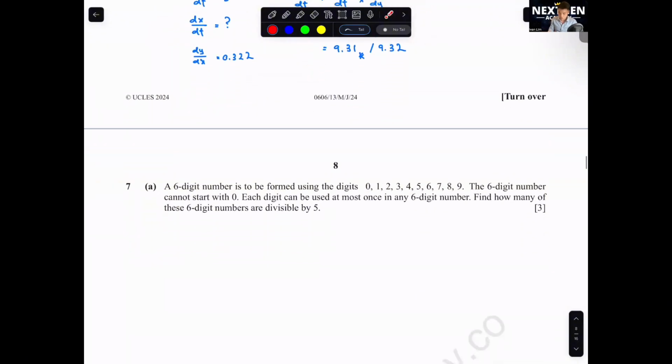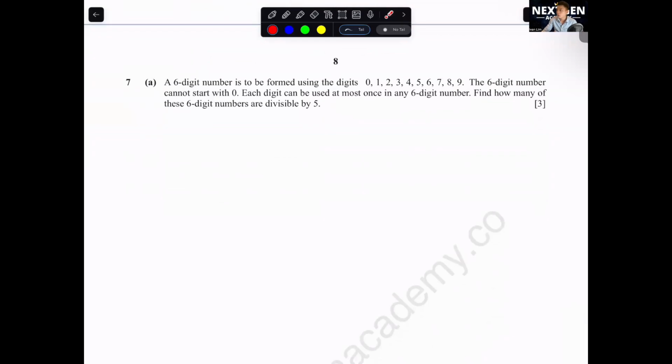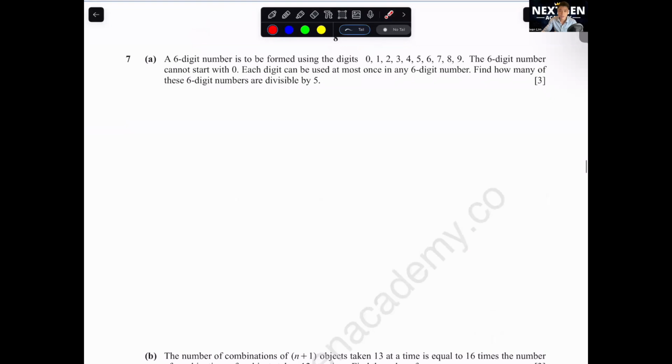Okay, we are going to continue the second part of May-June 2024, paper 1-3. Okay, let's go to question 7. A 6-digit number is to be formed using the digits 0 to 9. The 6-digit number cannot start with 0. Each digit can be used at most once in any 6-digit number. Find how many of these 6-digit numbers are divisible by 5.